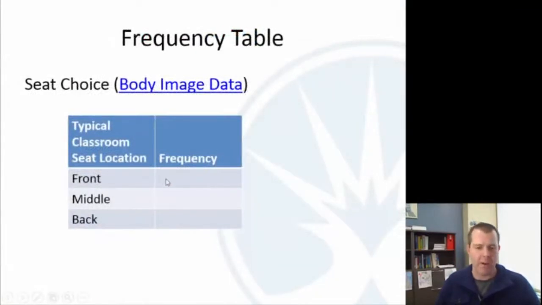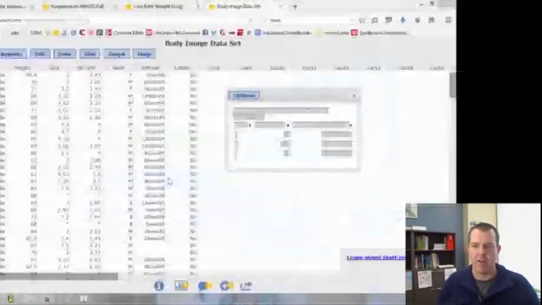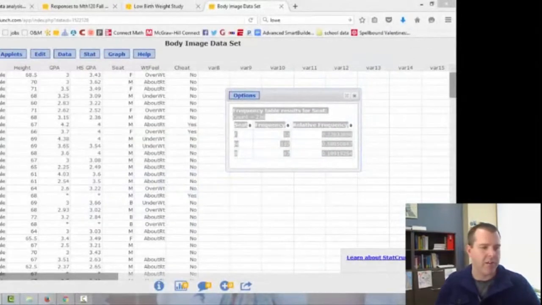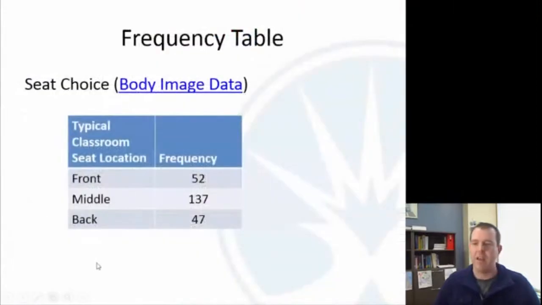So what I want to do now is type in here. You're going to see StatCrunch again, but I'm actually typing in on the other side. So 52, 137, and 47. And so I've got those typed in, and now I have a frequency table. Those are my categories, and those are the frequencies, which are just the counts. Let me pause the video for a second.